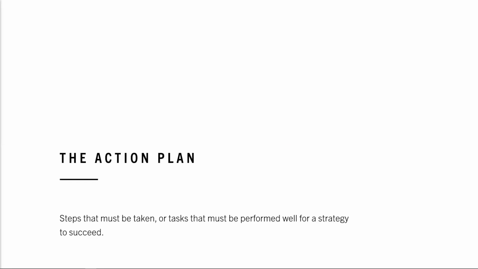Now, moving along to the action plan. Now, the action plan is very straightforward. There's not much. I'm not going to present much theory here because it's a very hands-on thing. Quite simply put, an action plan consists of steps that must be taken or tasks that must be performed well for a strategy to succeed. Now, there are several different references that mention different levels or different stages in compiling an action plan.